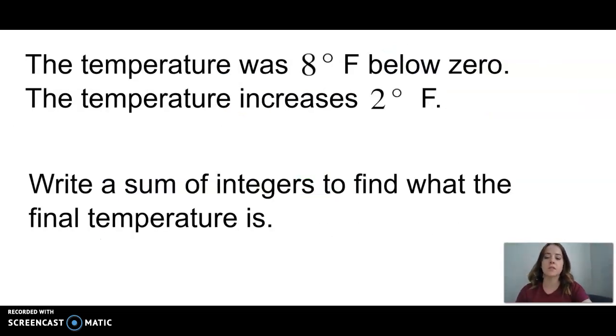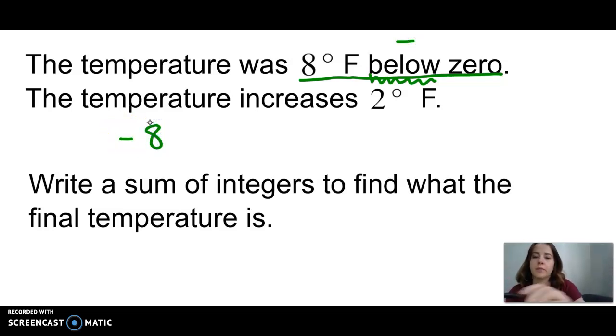Then this last question says the temperature was 8 degrees Fahrenheit below 0. The temperature increases 2 degrees Fahrenheit. Write a sum of integers to find what the final temperature is. To start, it was 8 degrees below 0. Anything that says below means negative, so this one would be a negative 8. We're writing this as a sum, so we are adding. And then it increases 2 degrees. Increasing, going up, means it's positive, so we would put a positive 2. So my problem would be negative 8 plus 2.